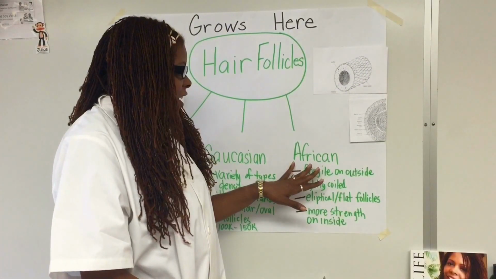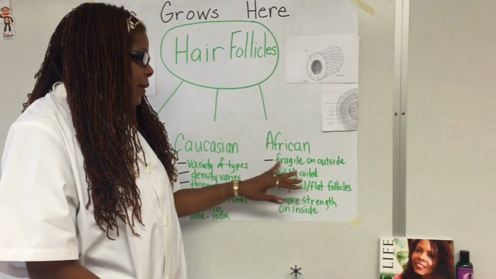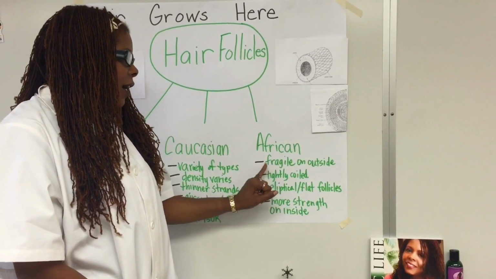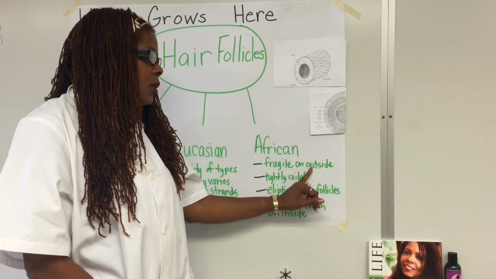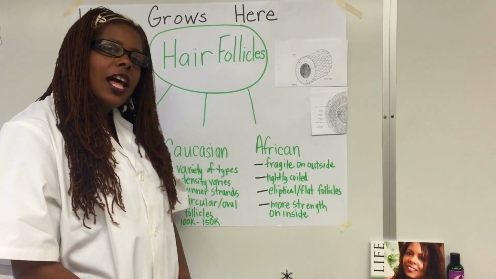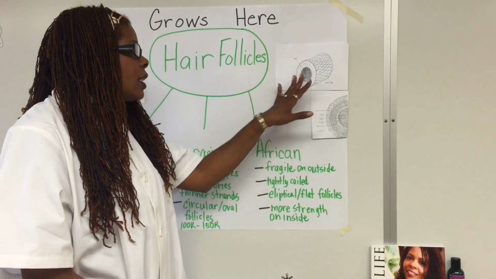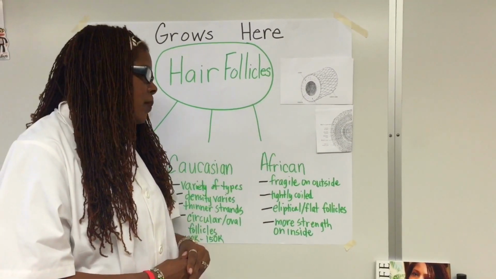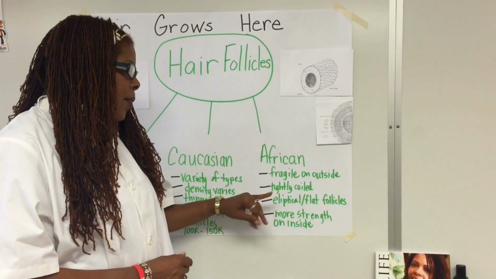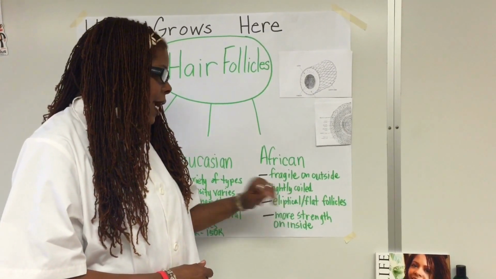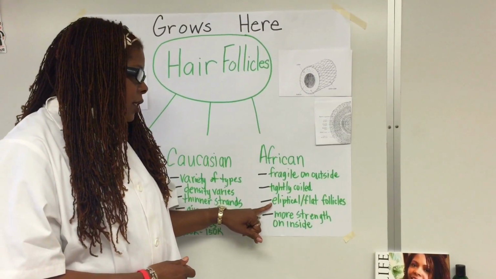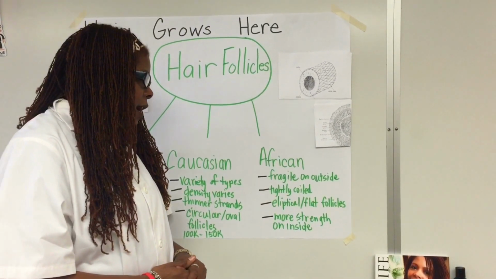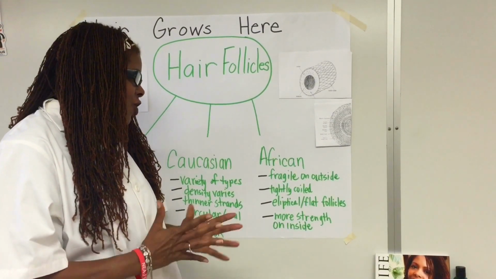Looking at African hair types, what we see is it gets a little complicated in this group. Our hair tends to be fragile on the outside, but it has a specialized strength. When you look at the cortex in the center of our hair, it tends to be stronger. This is a little bit complicated to explain, but our hair tends to be tightly coiled. Our follicle tends to be shaped either elliptical or flat, and yet with our specialized hair structure.